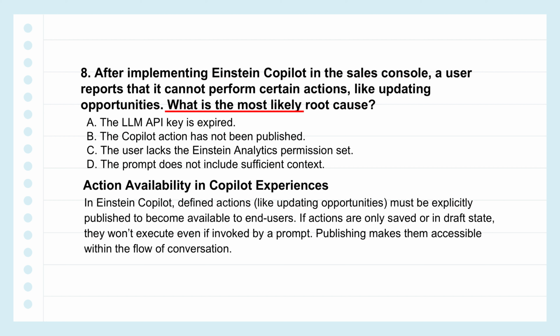Ah, a common one. The most likely reason, based on this question, is that the specific Copilot action hasn't actually been published. Published. Yeah, you can build the action in Copilot Builder, define what it does, test it, but you still need to hit that final publish button to make it live and available for users. It's a deployment step. Gotcha. So building it isn't enough. You have to officially release it into the wild. Easy to forget, I bet.